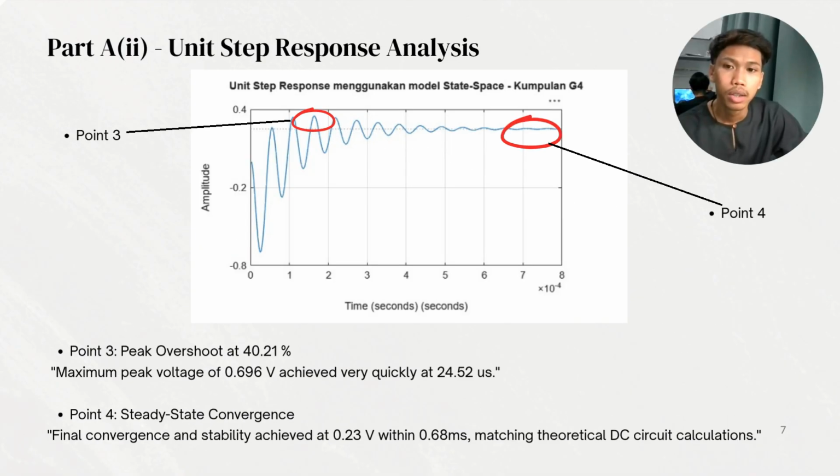For point 3, peak overshoot at 40.21%, the maximum peak voltage of 0.696 volts is achieved very quickly at 24.52 microseconds. For point 4, steady state convergence: final convergence and stability achieved at 0.23 volts within 0.68 milliseconds, matching the theoretical DC circuit calculation.